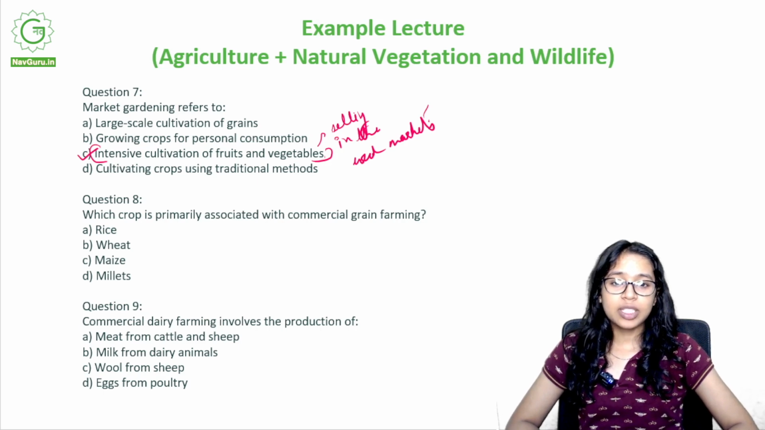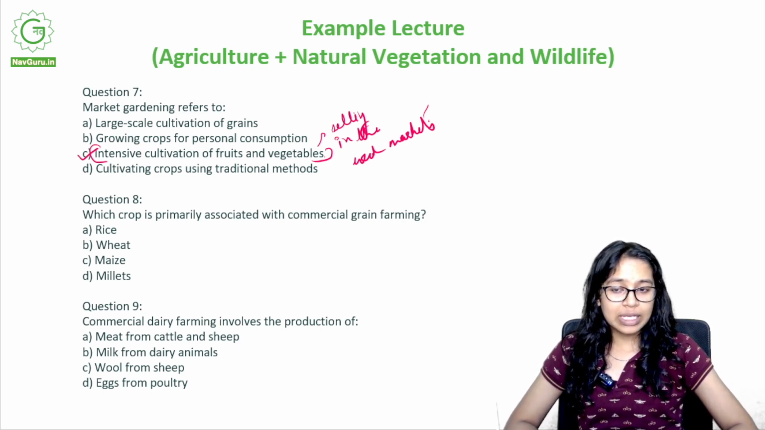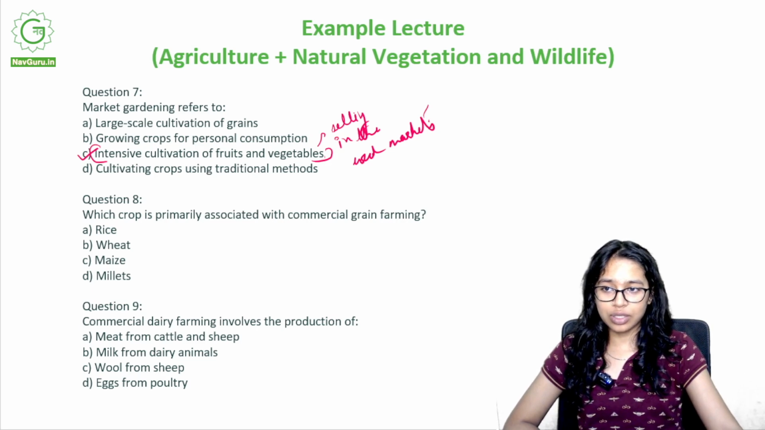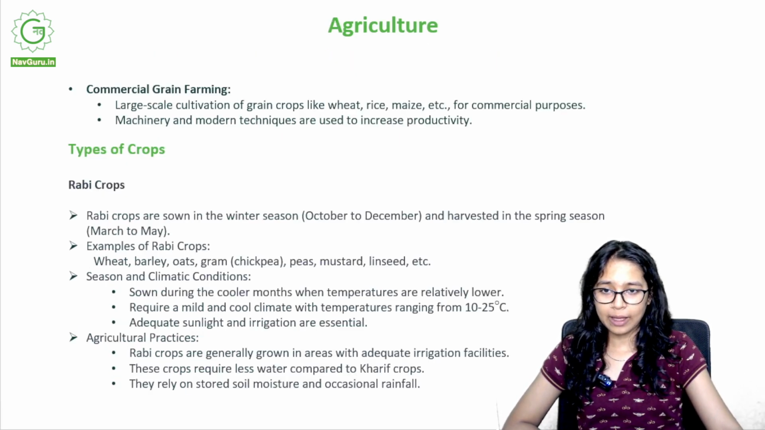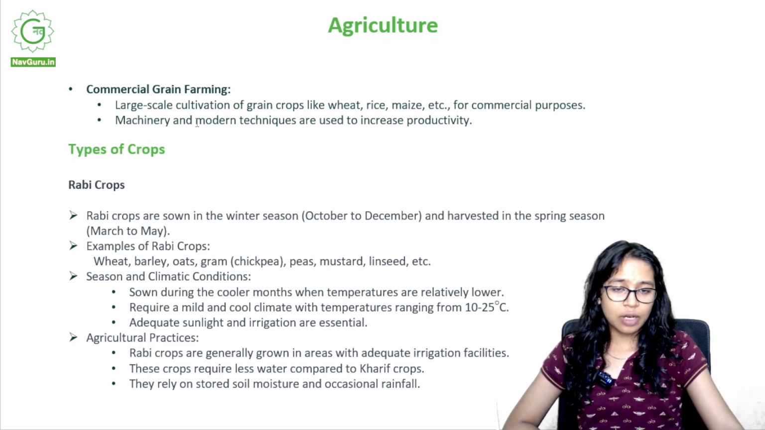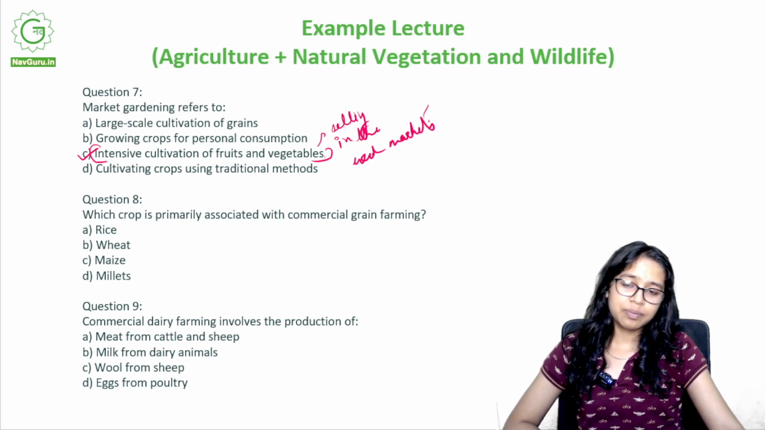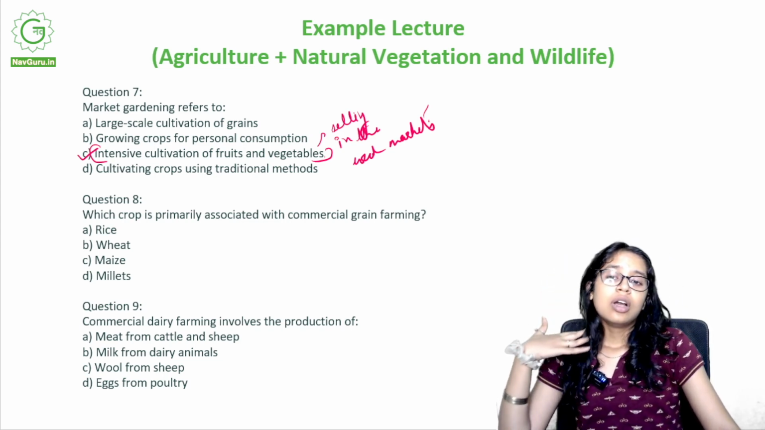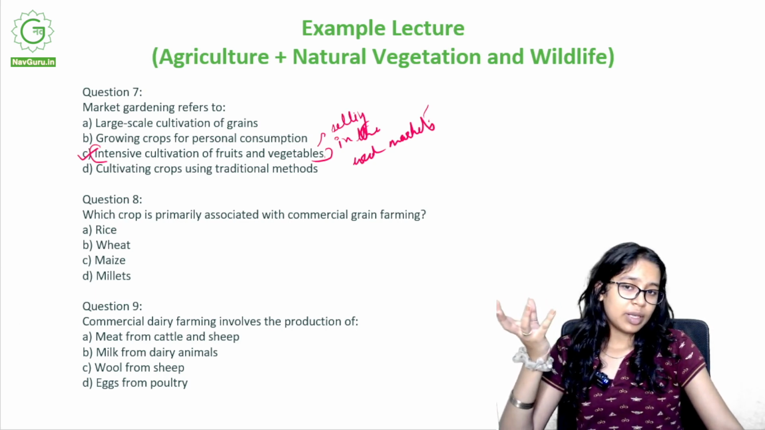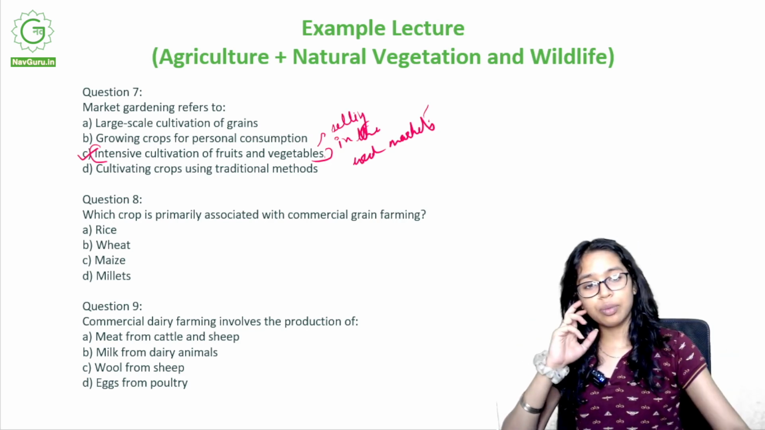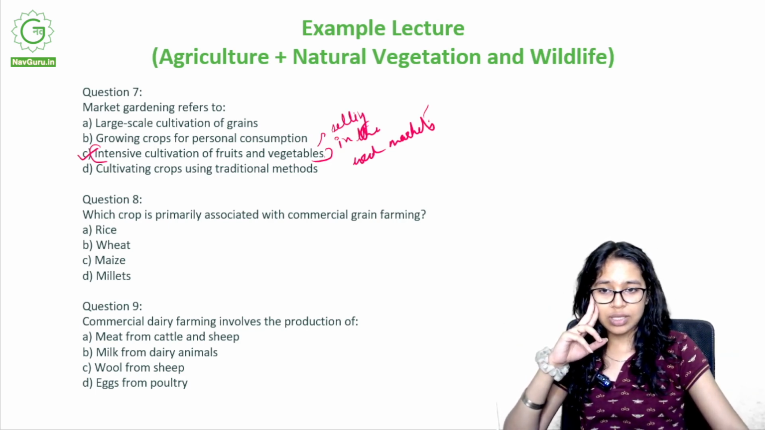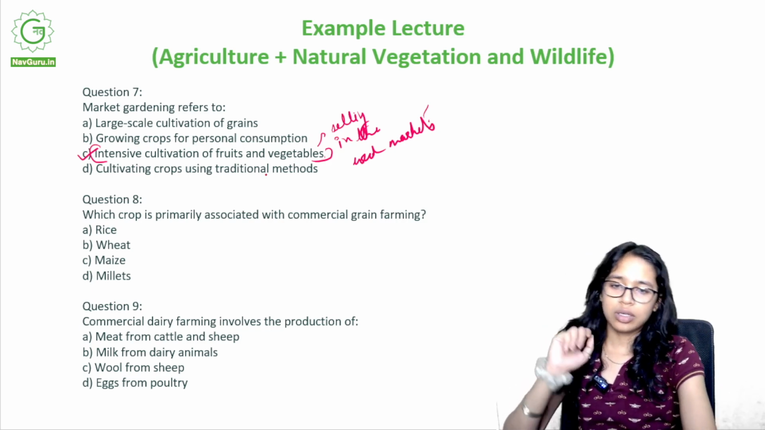Which crop is primarily associated with commercial grain farming? Is it rice, wheat, maize, or millets? Let's see what commercial grain farming is. I think we studied this. Yeah, it's large scale cultivation of grain crops like wheat, rice, maize, etc. for commercial purposes. Machinery and modern techniques are used to increase productivity. So here it mentions all three: wheat, rice, maize, etc. Again, this is something that could have multiple answers, which is rice, wheat, maize, probably millets as well, even though they did not mention it, but there was an etc. to it. So it could be any of these. So what do we do in that case? We just go with an answer which is more likely.